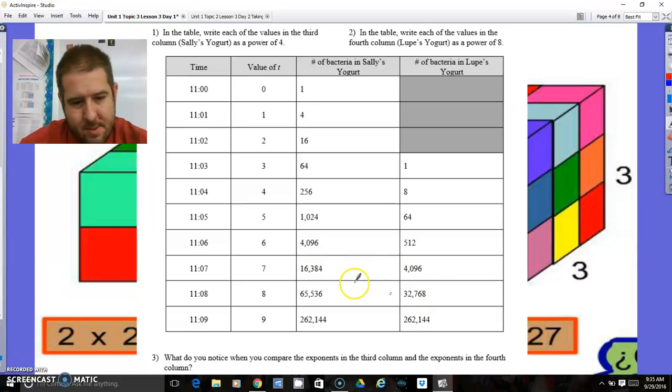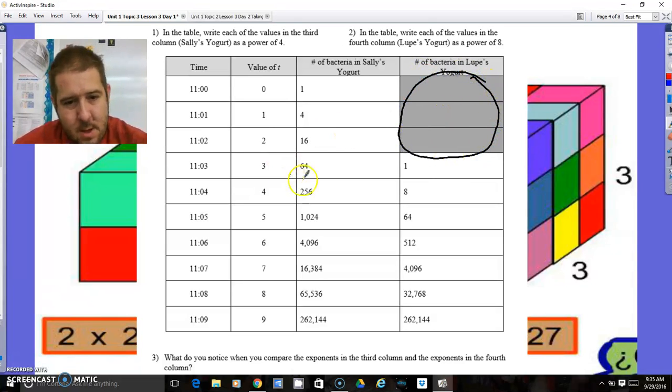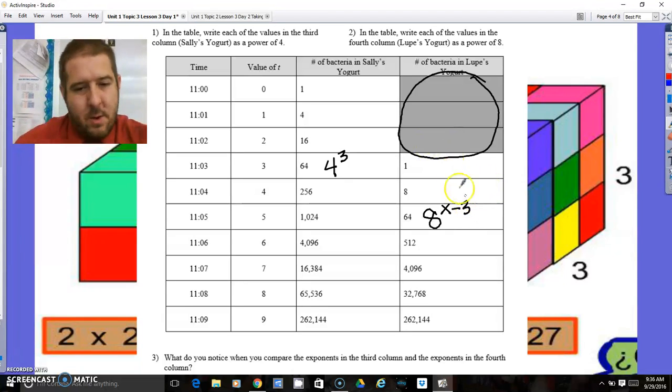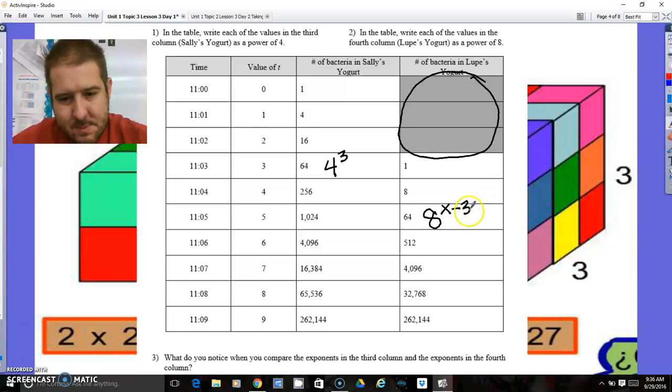So we're still looking at these numbers and saying, oh, okay, well, the second column and the third column can be the same. What caused them to be the same? Well, don't forget that Lupe's was starting 3 minutes later. So when you say that this 64 represents 4 to the third power, then you would have to say this 64 represents 8 to the power of x minus 3. This is a little bit of a change from a previous lesson. The only difference is why is it x minus 3? Because it started 3 minutes later.